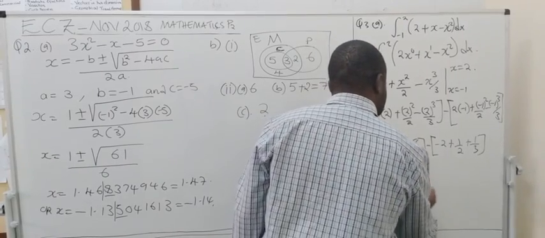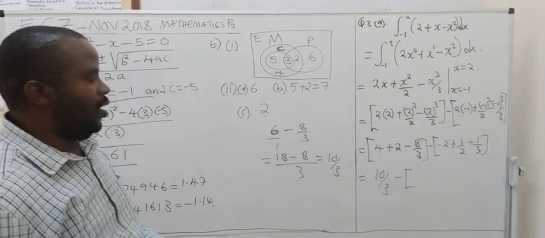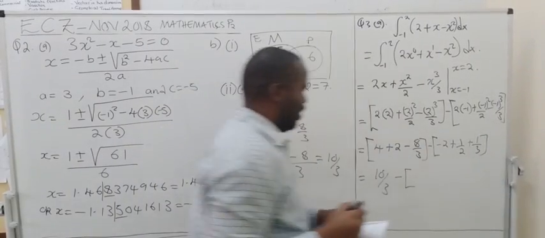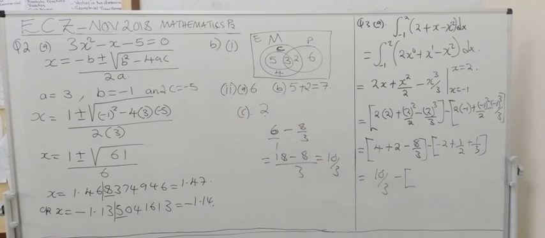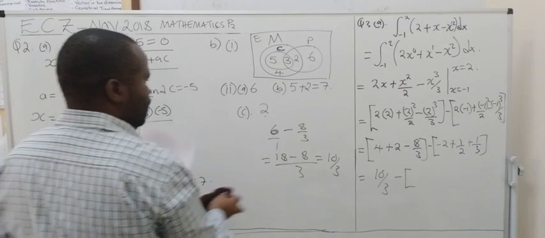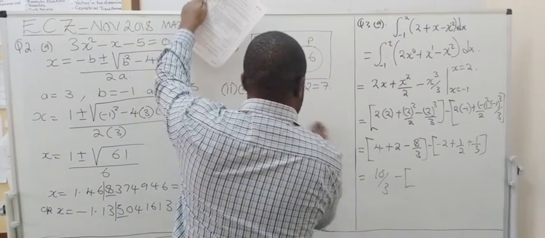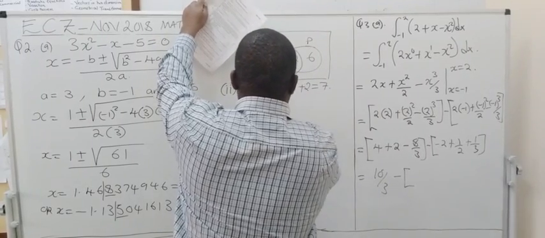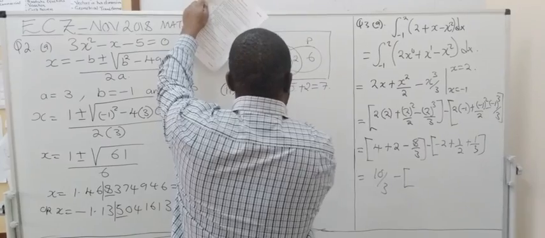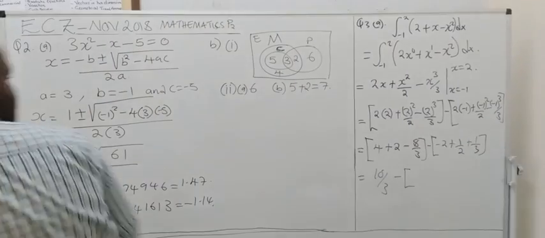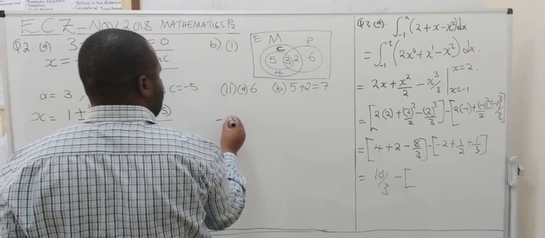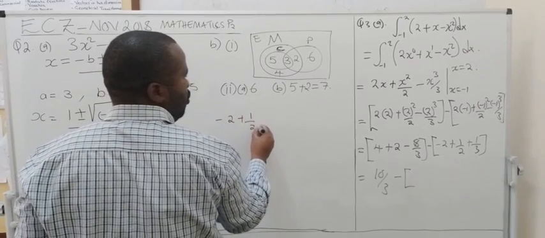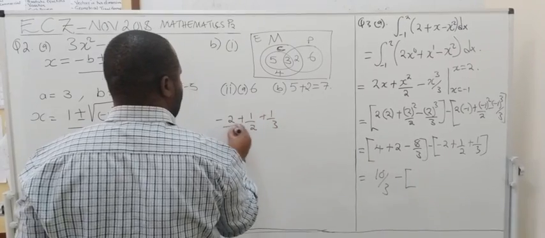Minus. Okay. Minus, we work out this one. We work out what is in the brackets. Okay, so we can work out that one. So what are we trying to work out? We work out negative 2 plus 1 over 2 plus 1 over 3.